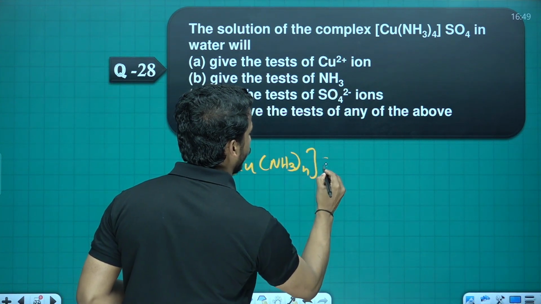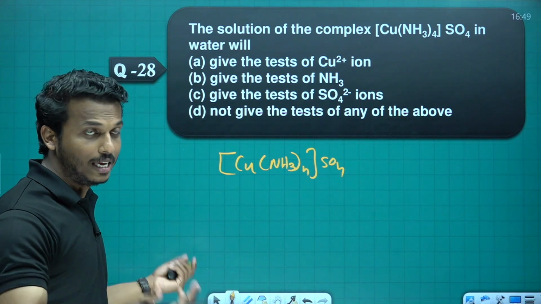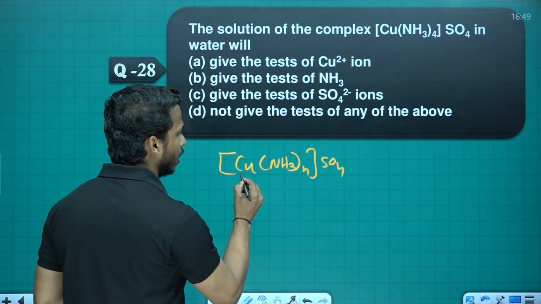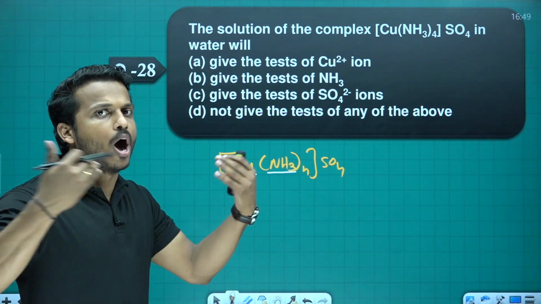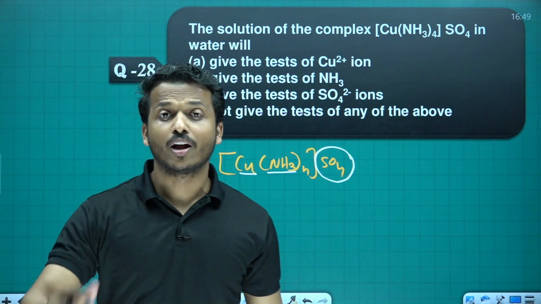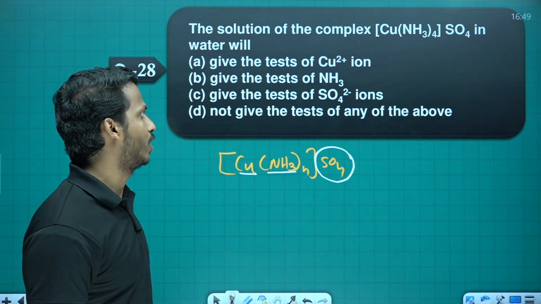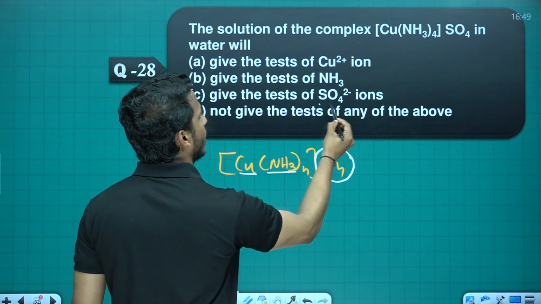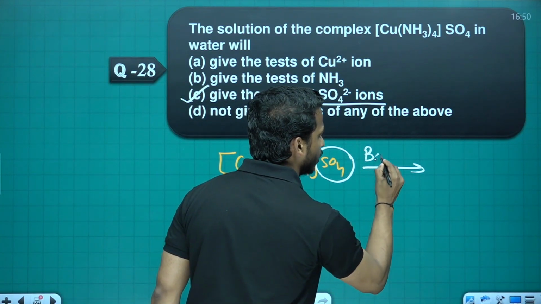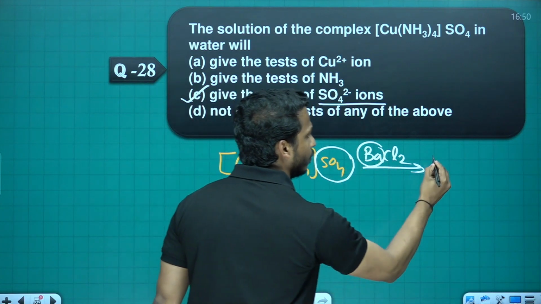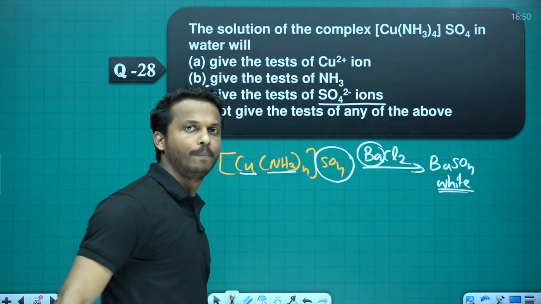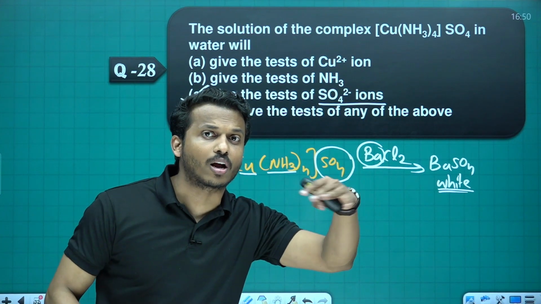[Cu(NH3)4]SO4 in water will give the test of sulfate ion. Very simple, my dear. See, copper and amine do not come out. The sphere does not break. Only what is present outside, that is the counter ion, can undergo complete reaction. So it can give you the reaction of which one? Sulfate ion. For example, if you treat this compound with barium chloride, the barium combines with the sulfate and you will get barium sulfate, a white precipitate. Remember, only the counter ion can undergo complete reaction.